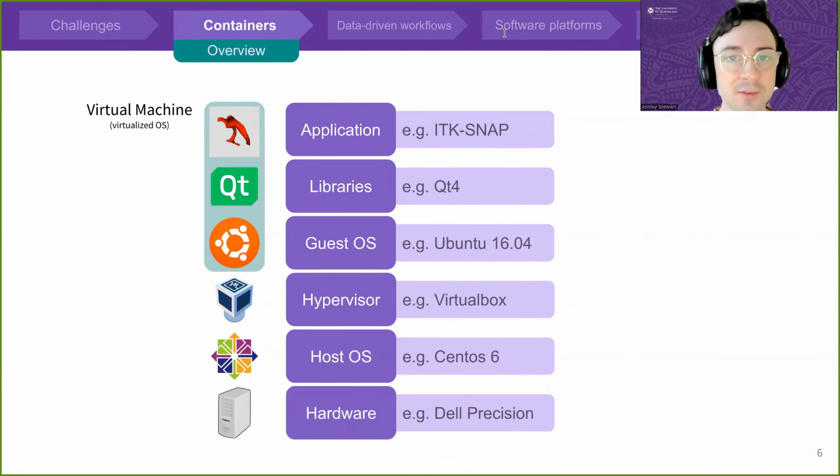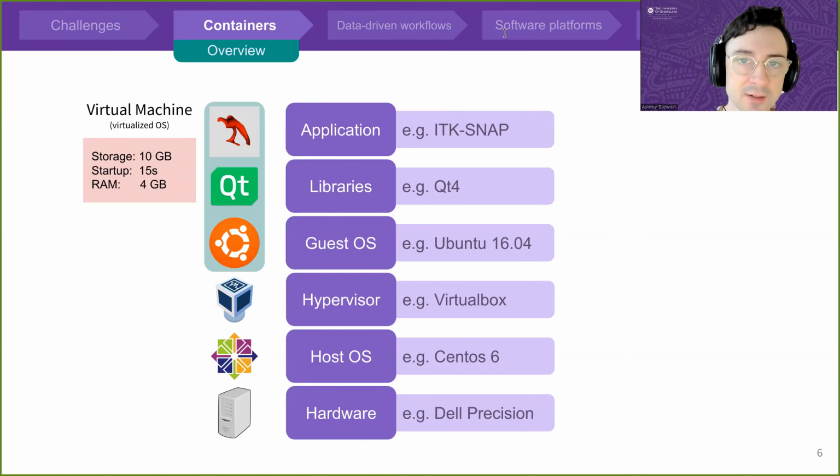Now, the problem with this is that virtual machines have a big footprint. Because they virtualize the whole operating system, they use a huge amount of RAM, they take a long time to start, and they need a lot of disk space, which makes it much harder to store and then actually share them. Now, let's think about another solution.